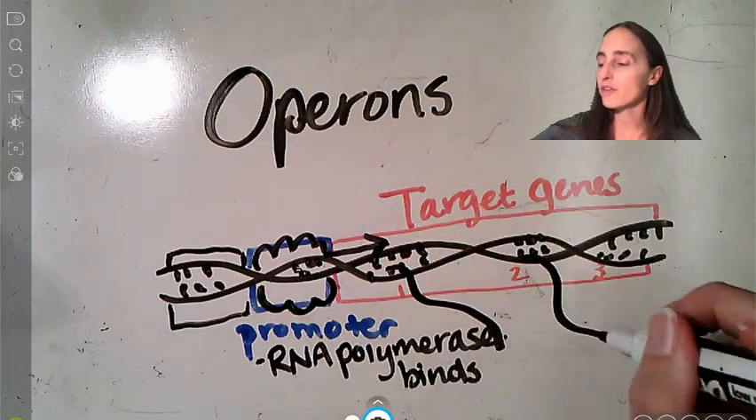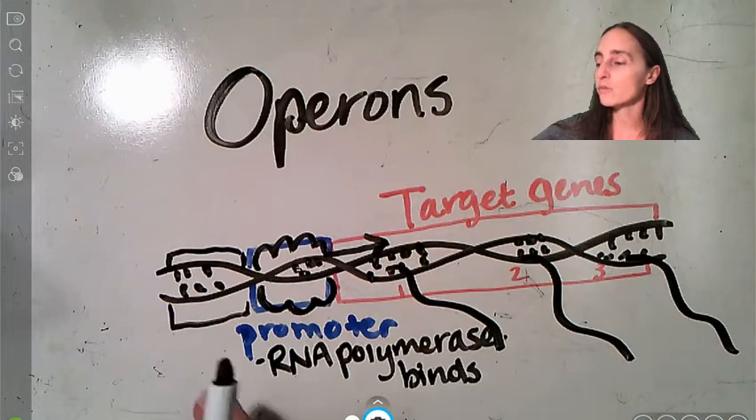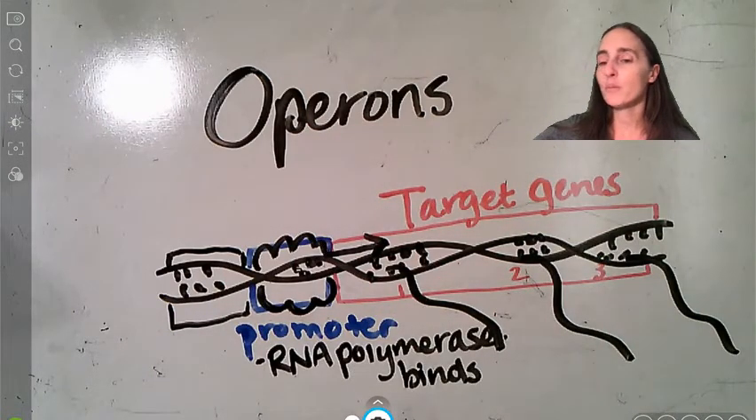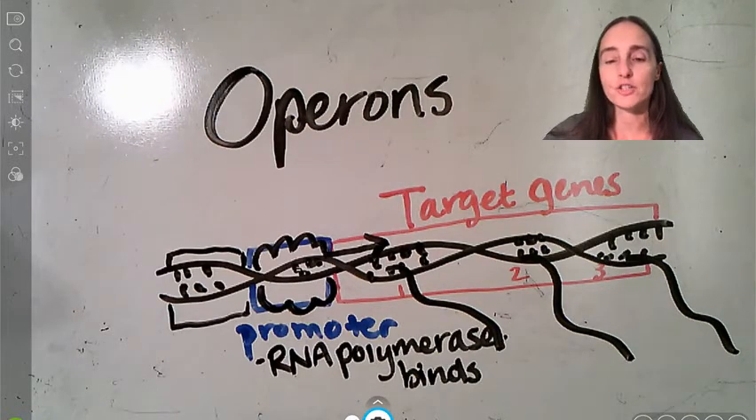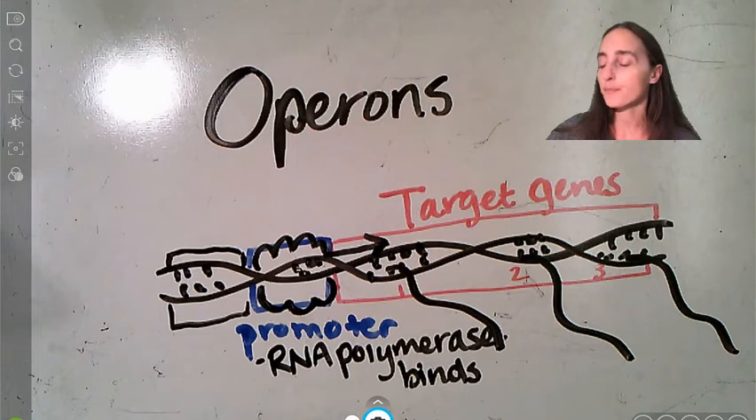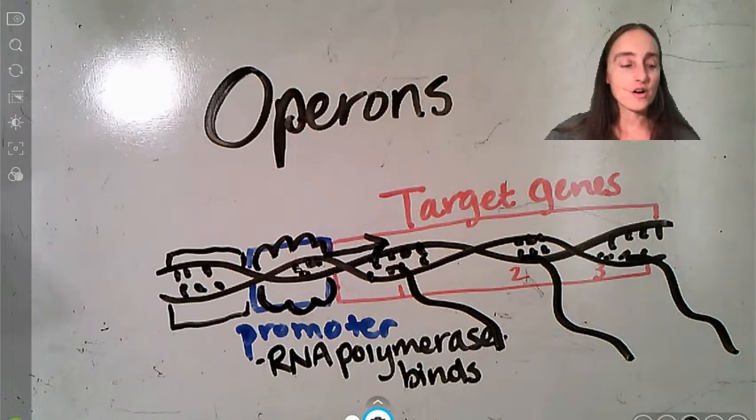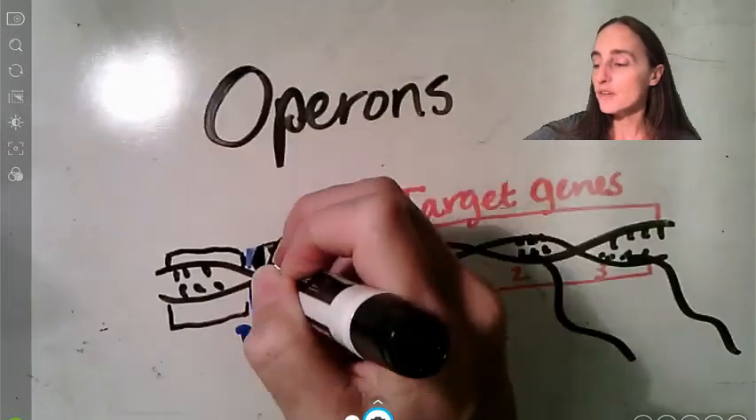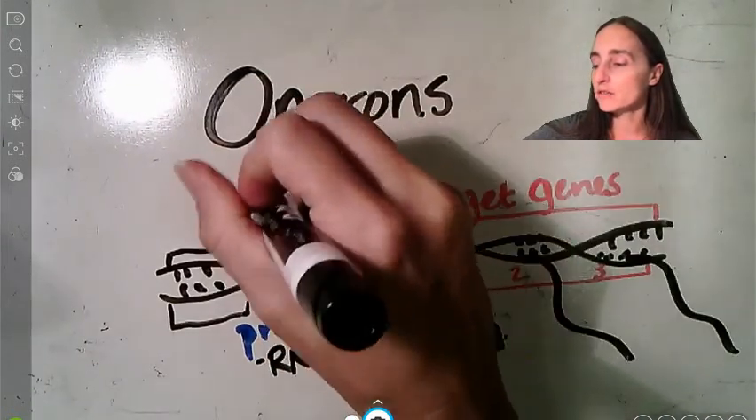So if this is actually coding, then it would make an RNA for this one, it would make an RNA for this one, it would make an RNA for that one. Okay, it would just be like, woo, make one, make one, make one. So there'd be 3 little mRNAs that come out of that because there's 3 different genes and they each get their own mRNA.